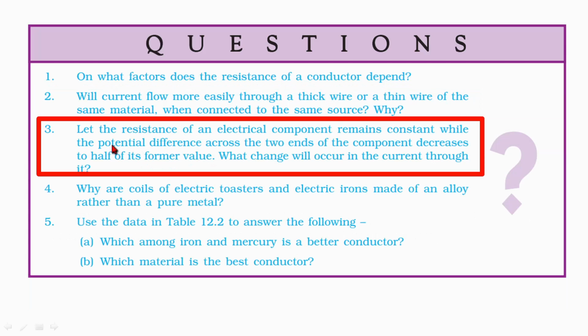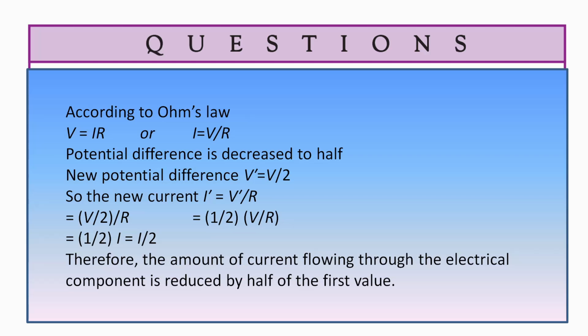Question number 3. Let the resistance of an electrical component remain constant while the potential difference across the two ends of the component decreases to half of the former value. What changes will occur in the current through it? Resistance is the same, and the potential difference across the wire is reduced to half. What will happen to the current?